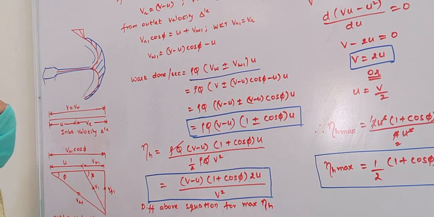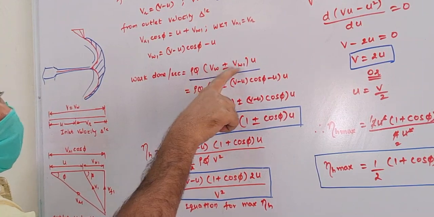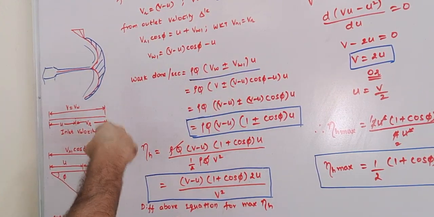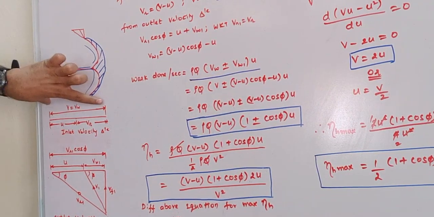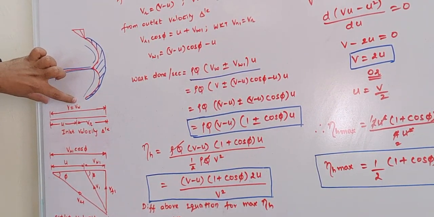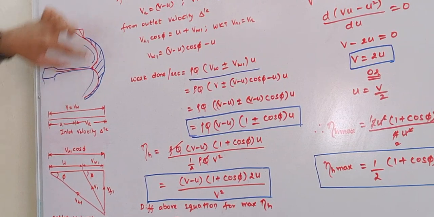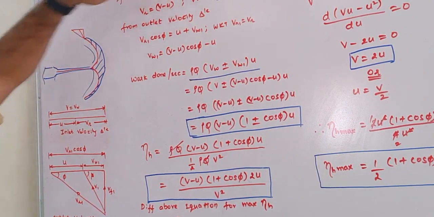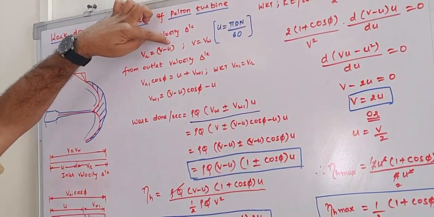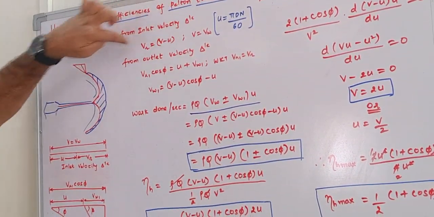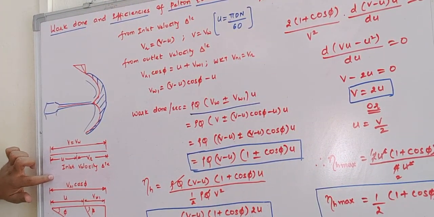Now we'll try to describe what Vw is and what Vw1 is from our inlet and outlet velocity triangles. So what is Vw? Going over here, V is equal to Vw itself. Okay, V is equal to Vw. So I have written here V is equal to Vw. Now what is Vr equal to? Vr is equal to V minus u. These two conditions are established based on the inlet velocity triangle.